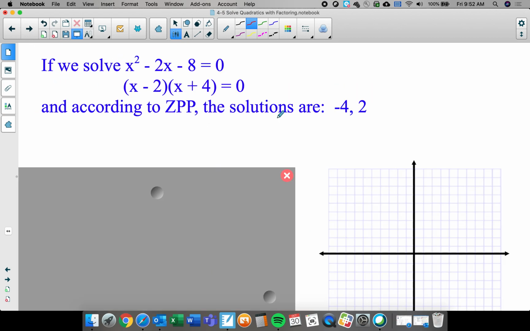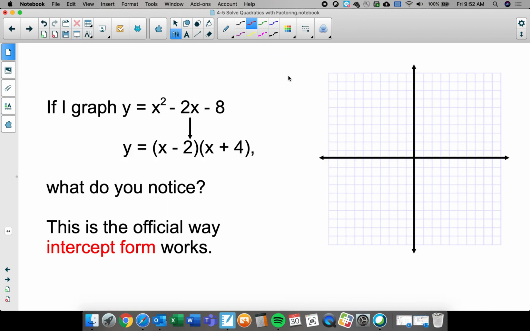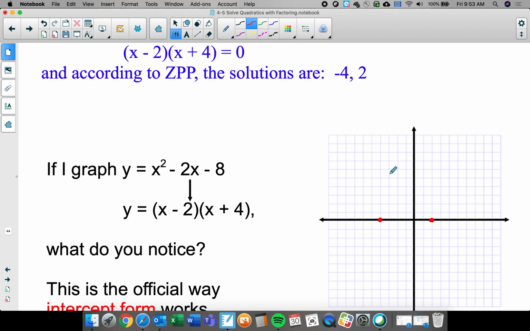So we just did that. And this is just intercept form, okay? Factored form is the same thing as intercept form. So if I was going to graph that, we had said x equals 2, x equals negative 4. Those are the two x-coordinates, the x-intercepts. The a value here is 1 in intercept form or standard form, so we know it's opening up. We know that the vertex would be halfway between these two points, and so on and so forth. And now we revert right back to everything else that we've already talked about.